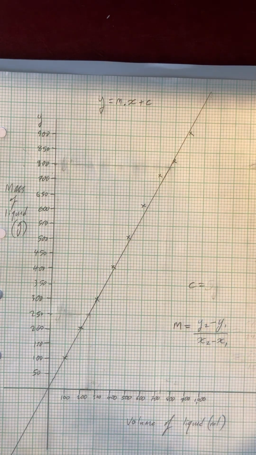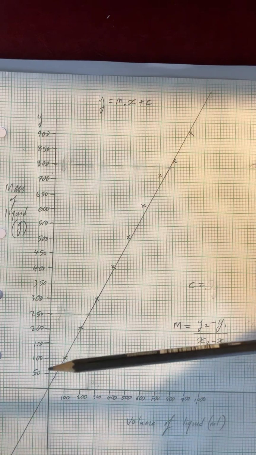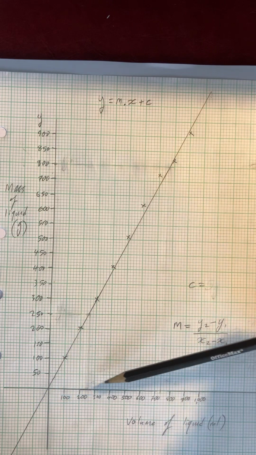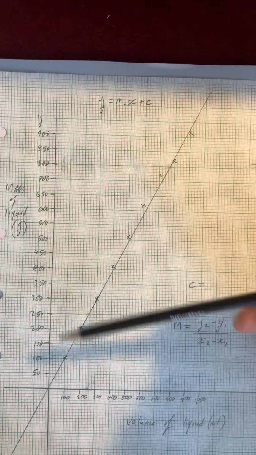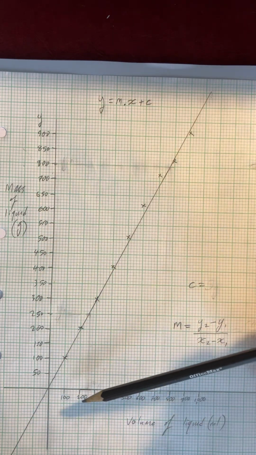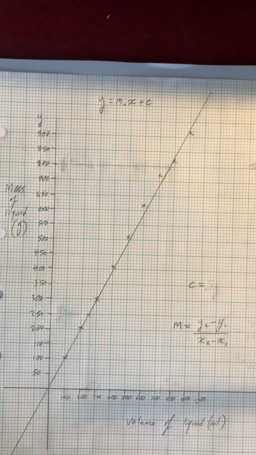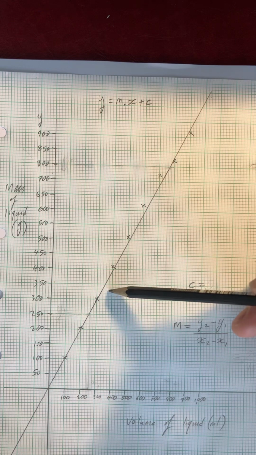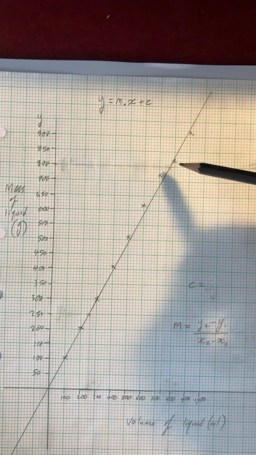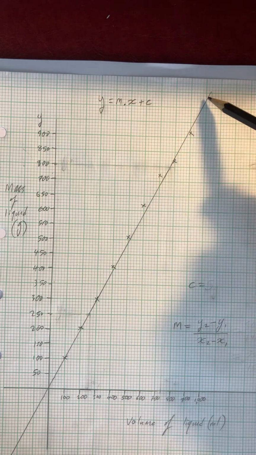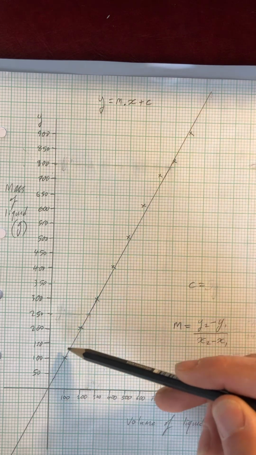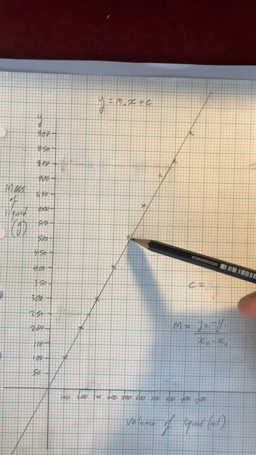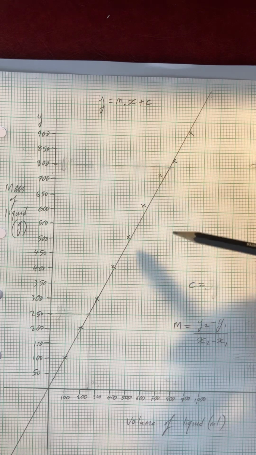So you've already drawn a graph. Your graph should have an even scale on the y-axis and an even scale on the x-axis. These two scales don't need to be the same, but they do need to be evenly distributed. You've also plotted your points. Hopefully you've used little x's rather than dots, and you've drawn a line of best fit through the center of those points. So the points should be evenly distributed on both sides of the line.